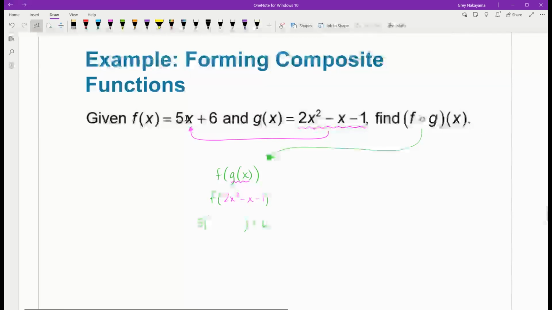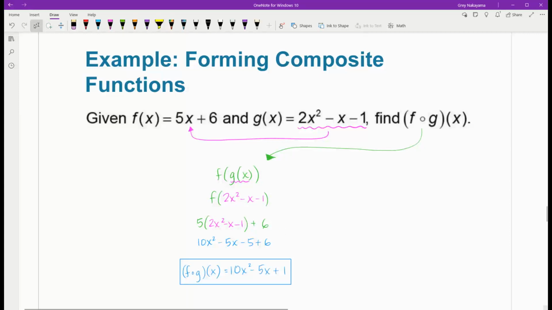All right, and that says 5 times whatever you have in here plus 6. Well, what's going to go in there, of course, is my 2x squared minus x minus 1. So I multiply that out. I get 10x squared minus 5x minus 5. Carry down my plus 6. And when I simplify that, I'm going to get f of g of x equals 10x squared minus 5x plus 1. And that is all that we have to do on that one.